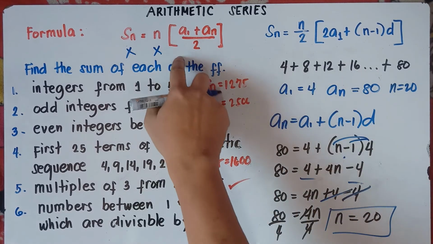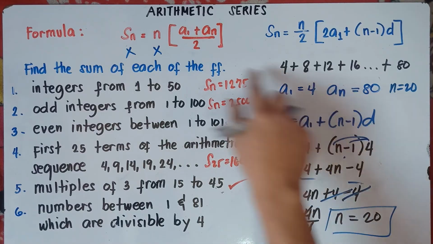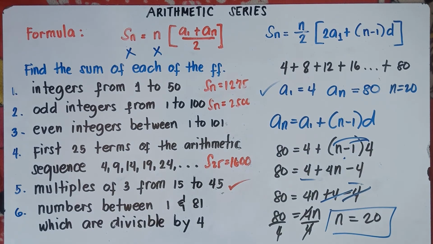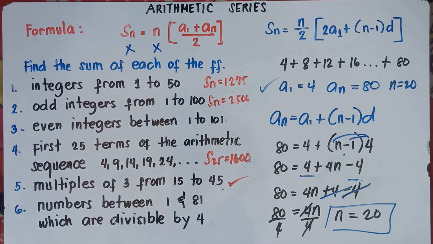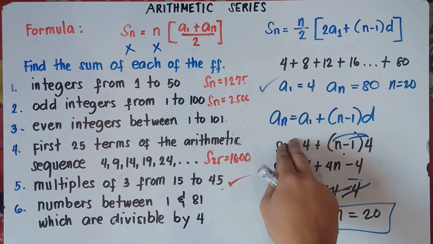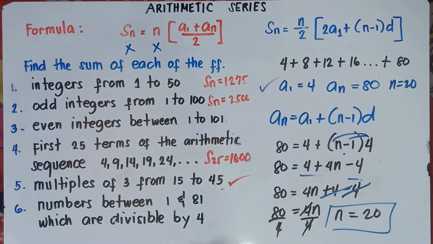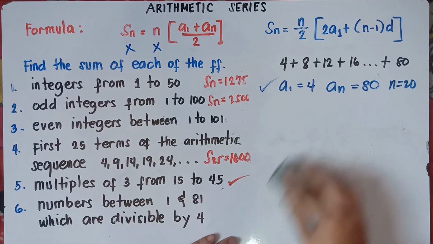Now, can we use this formula? We have the first term, we have the last term, and we have n. So therefore, we can use this formula. So that's how you solve, class, in problem solving. If the question is like this and you don't have the value of n, use the arithmetic sequence formula to find n. We already have our n, so we can now find the sum.